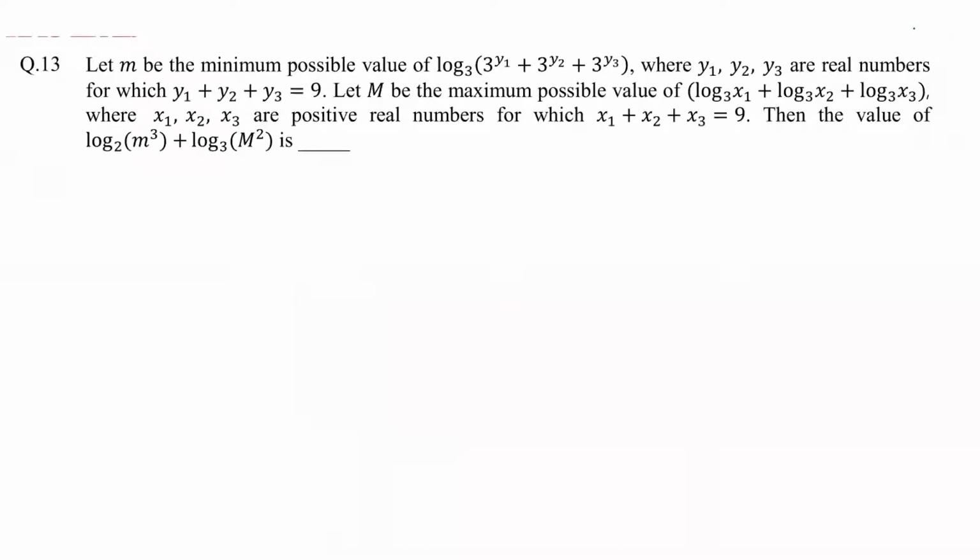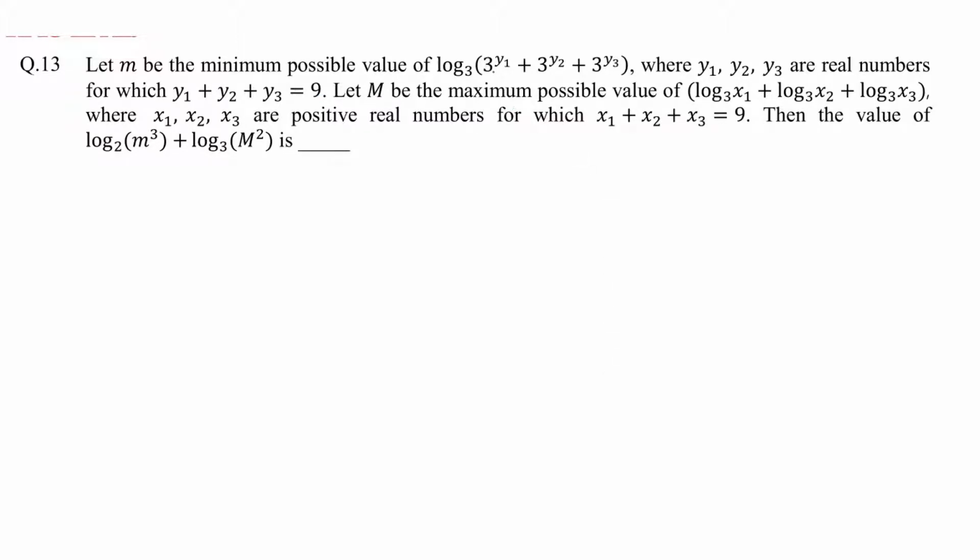Okay, so the question says we need to find the minimum possible value of the given logarithm, and similarly the maximum possible value of another sum of three logarithmic terms, whereas they have given y1 + y2 + y3 = 9 and x1 + x2 + x3 = 9. So how are we going to do this one? This question is basically the AM-GM inequality.